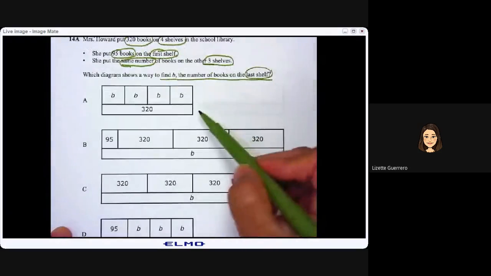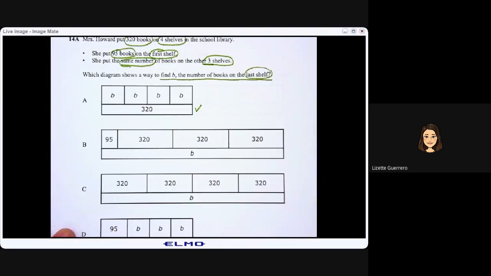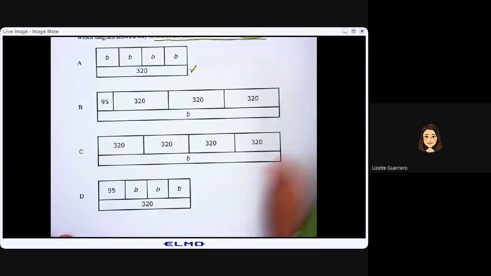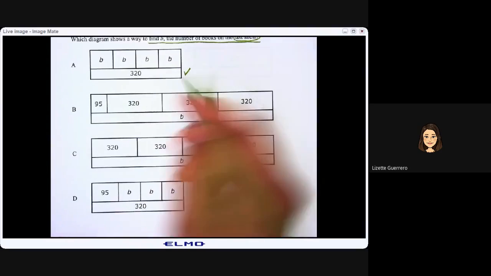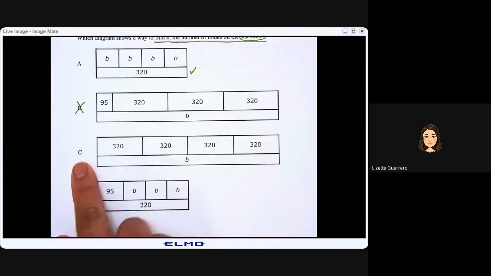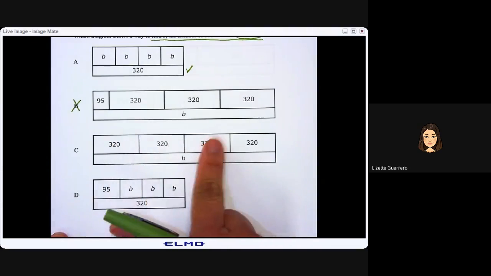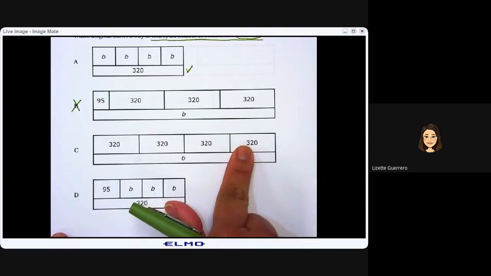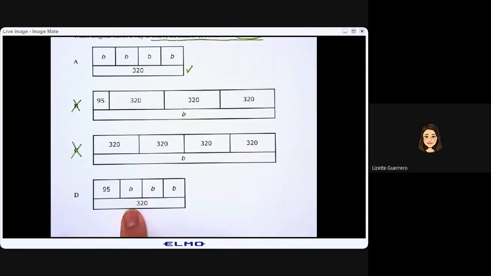So A is showing us a total of 320. This one could be my answer, right? Let's look at B. B is not showing me a total of 320. This answer would be greater than 320. C is showing me 320 4 times, so I know I would have to multiply here, and my answer would be greater than 320. So C is out. Here we are also showing a total of 320, so that's also a possibility.